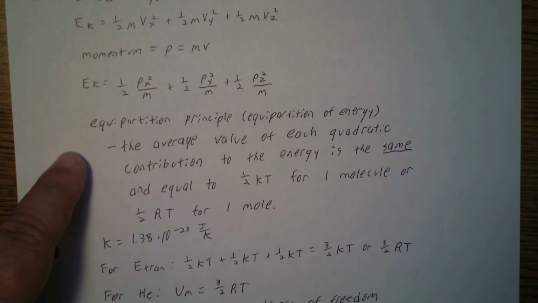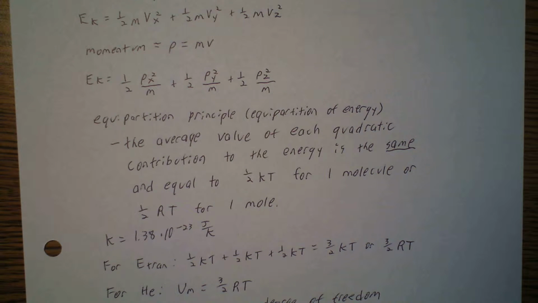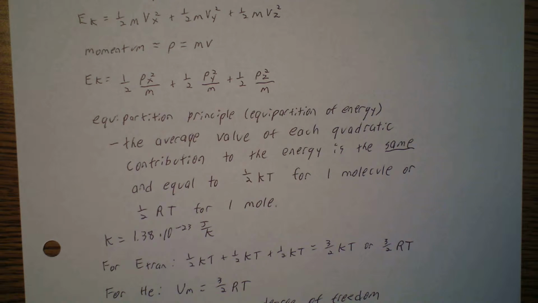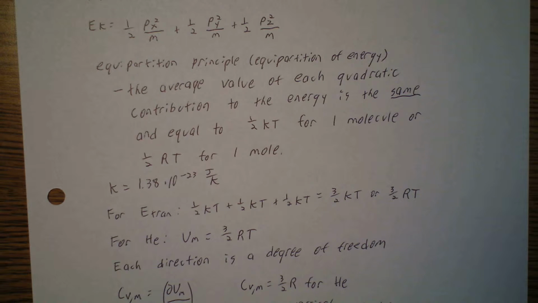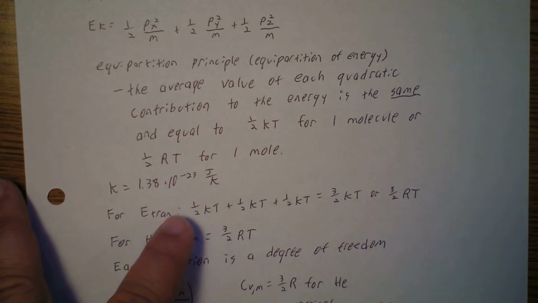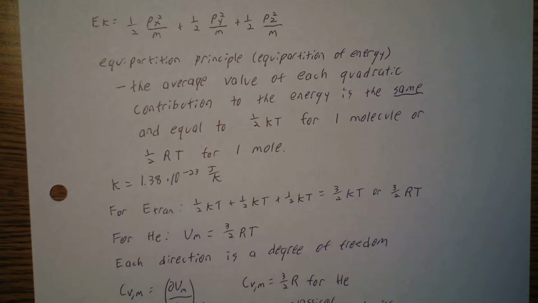Now the equipartition principle, or the equipartition of energy, says the average value of each quadratic contribution to the energy is the same and equal to 1/2 kT for one molecule or 1/2 RT for 1 mole. Now remember, k is Boltzmann's constant. It's 1.38 times 10 to the negative 23rd joules per Kelvin. So for energy of translation, we have 1/2 kT plus 1/2 kT plus 1/2 kT. That's x, y, and z. So we get 3/2 kT, or 3/2 RT.